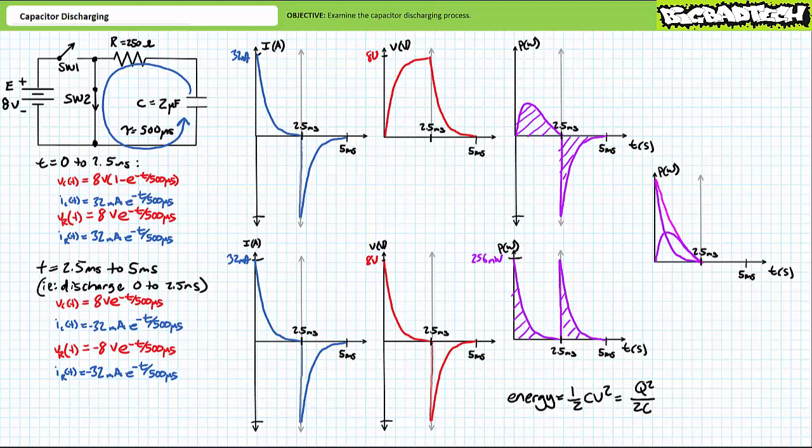In summary, during a complete charge phase, the resistor dissipates 64 microjoules. At the same time, the capacitor absorbs or stores 64 microjoules. The source must therefore have supplied a total of 128 microjoules during the charge process. Again, the area of the two power curves for the resistor and the capacitor equals the area of the power curve supplied by the source.